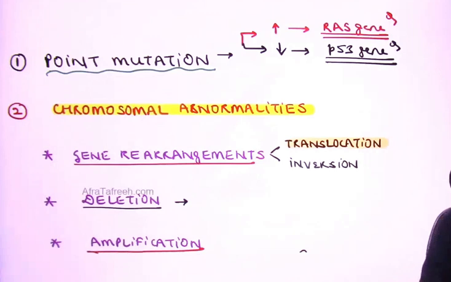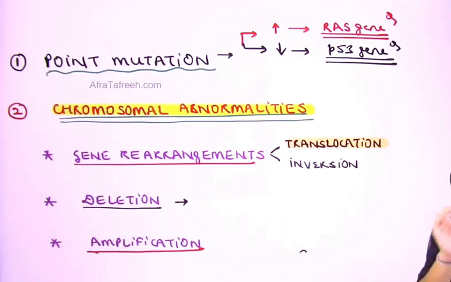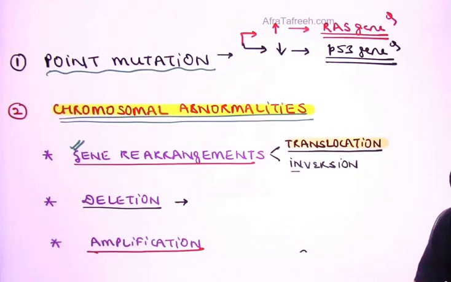When we are talking about chromosomal abnormalities, chromosomes can have different types of abnormalities which can be seen by different mechanisms. The first mechanism can be something like gene rearrangement. The gene rearrangement can be seen because of translocations, or there can be something like inversions. The commonest mechanism by which chromosomal abnormalities take place in human cancers, particularly lymphoid cancers, is gene rearrangement associated with translocations.